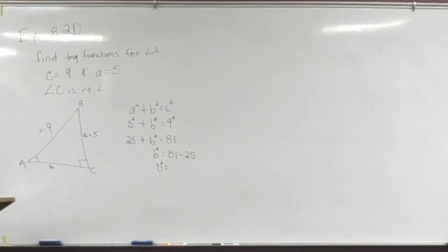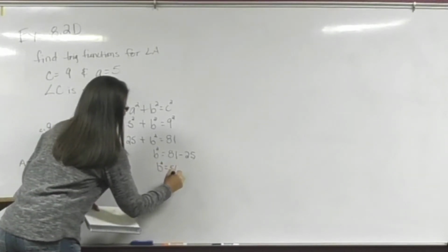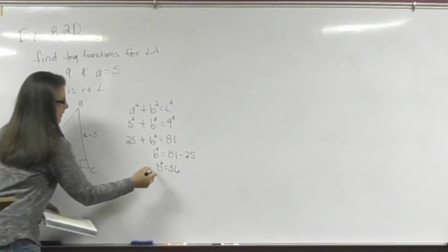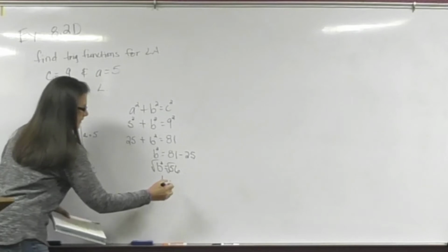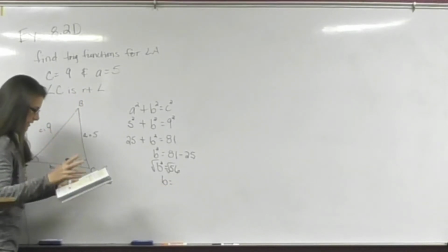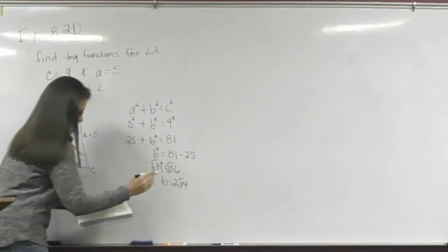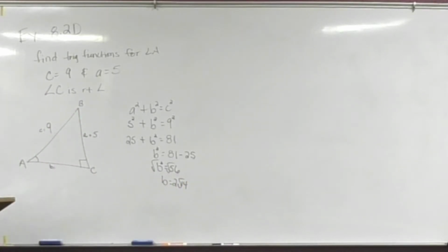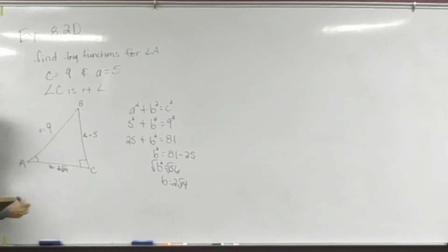And I think I brought a calculator, but it's in the book, so I'll just follow here. Okay, so this is 56, but I need to know what B is, so we're going to square root it. So this simplifies down to 2 square root of 14. So this, I'm thinking, is 2 times the square root of 14.